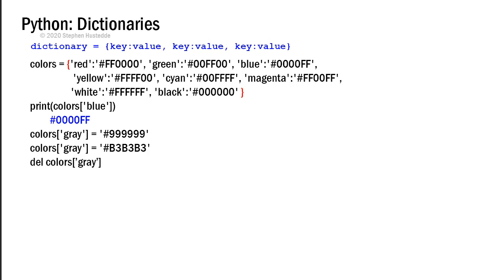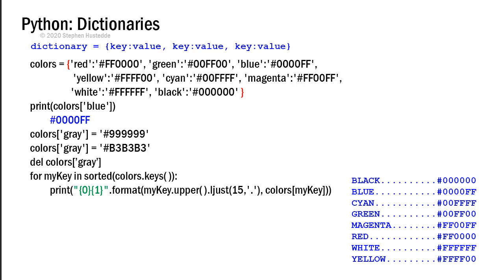To get rid of an item from the dictionary, we can use the del command or delete command. And I simply say del colors, and what I want to get rid of in this case is going to be gray. There's not an option for sorting the dictionary. However, you can do that with the sorted method within a loop.